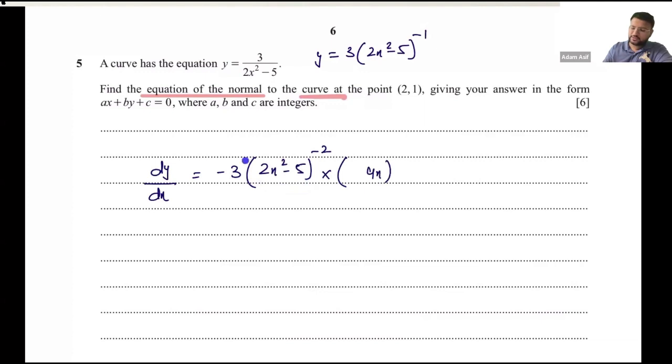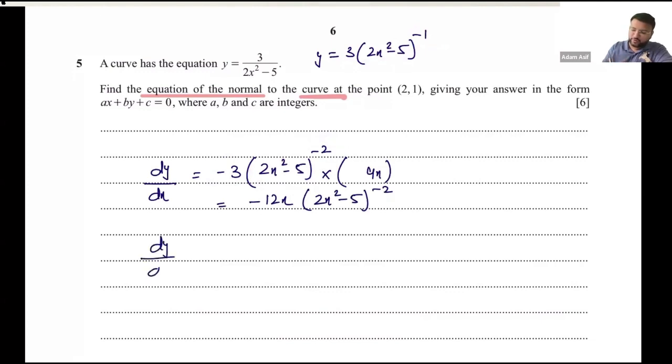Abdullah, how do we do differentiation? First you multiply this with the power, then you reduce down the power of the bracket by 1, then you multiply by the derivative of the inside bracket. So we are going to get minus 12x times 2x squared minus 5 to the power of minus 2.